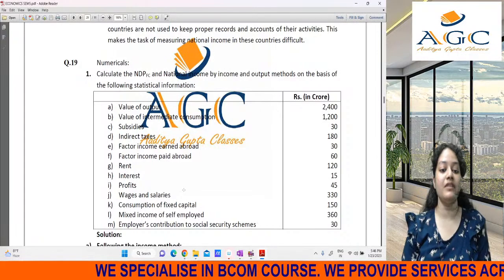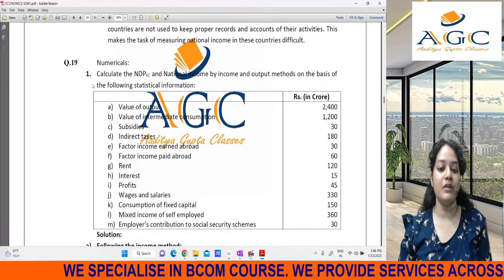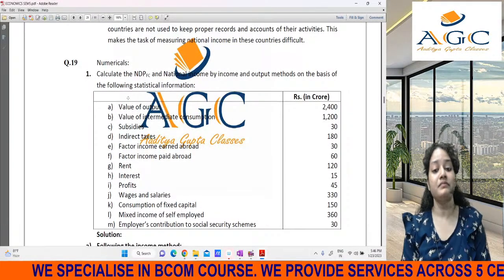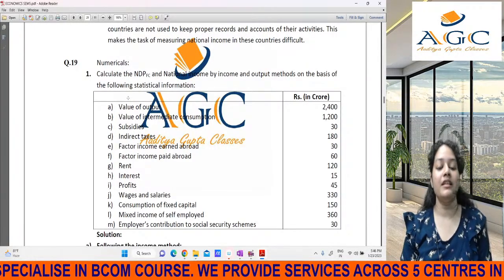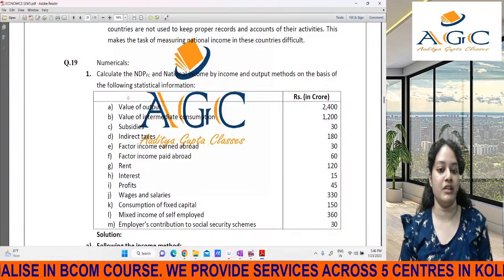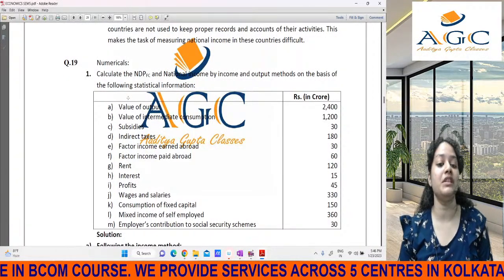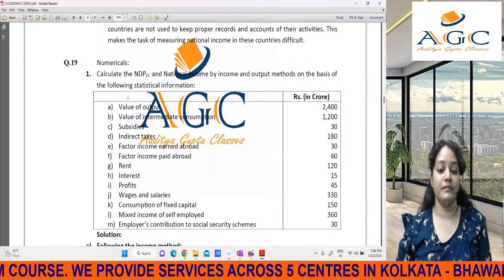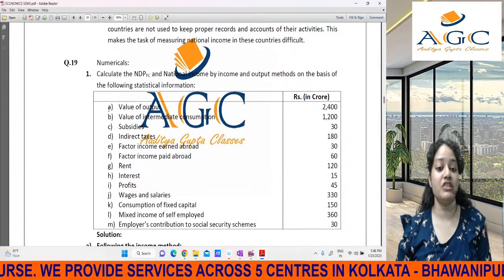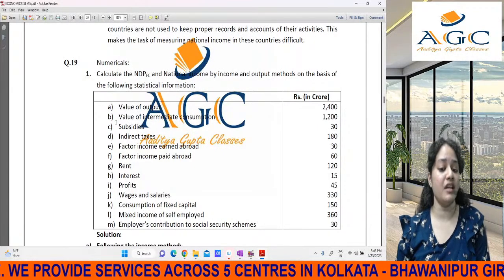So whatever words are given, you have to see in the table what are the things that you are given. It might be that no method is written, they have just written calculate your national income. That might also be the case. So from here, just neglect the values of any other method which has not been done yet.